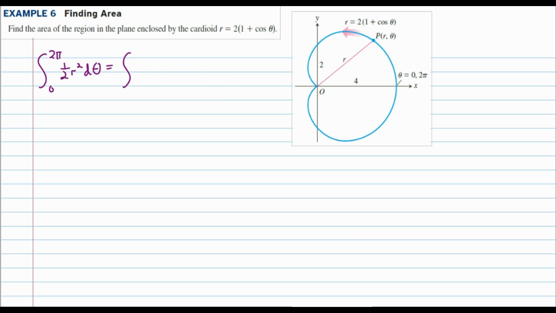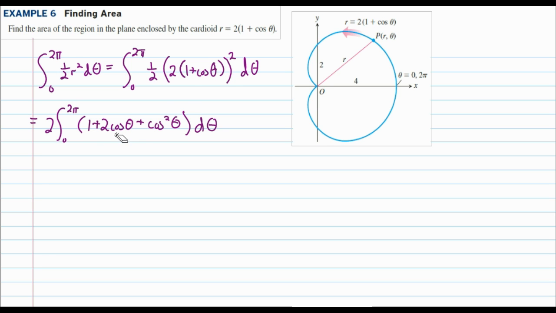Now r is 2 times 1 plus cosine of theta, so that quantity is getting squared, and then of course your d theta at the end. If I square the 2, I have 4, and then that times 1/2 is 2, so I'm going to put that on the outside of my antiderivative just because it's a coefficient. And then 1 plus cosine squared is 1 plus 2 cosine of theta plus cosine squared of theta.